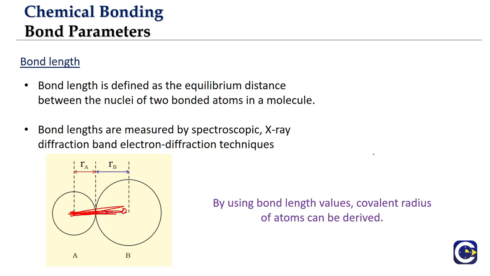So if you have a bond between two atoms of the same element, so you have an atom of element A and another atom of element A. If they are forming a covalent bond, we will be able to look at what is the bond length, and generally, half of the bond length is what we'll take as the covalent radius. Okay, so this is about the concept of bond length.